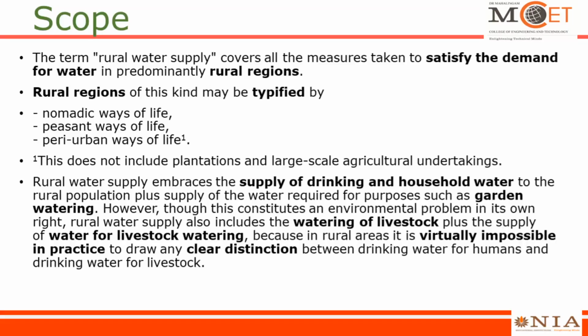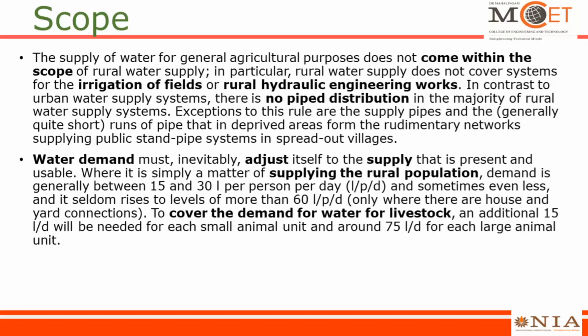So livestock is the animals that are used for farming, right? And you have something called cattle grazing, right? You have cows, bullock carts, right? So these all come under livestock. Supply of water for general agriculture purposes does not come within the scope of rural water supply. In particular, rural water supply does not cover systems for the irrigation of fields or rural hydraulic engineering works.